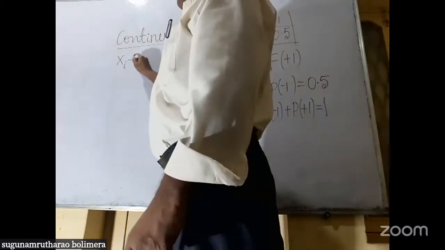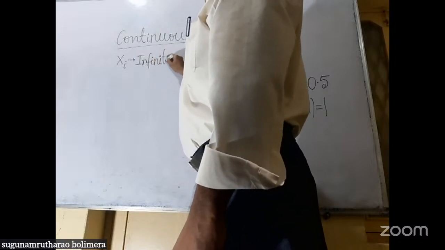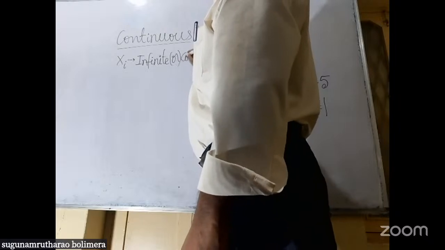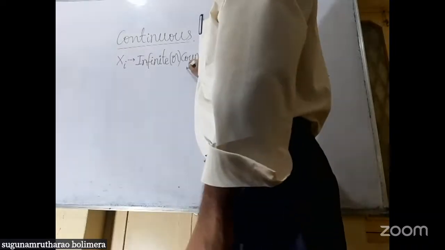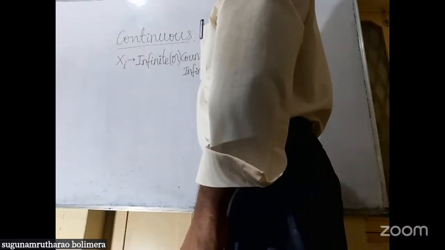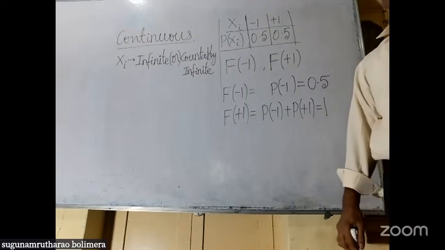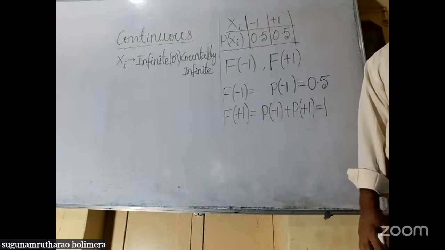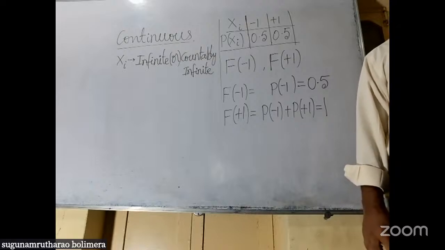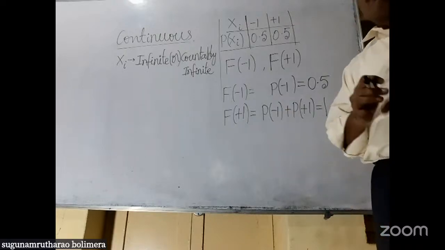Infinite are countably infinite values. What is the meaning of countably infinite?